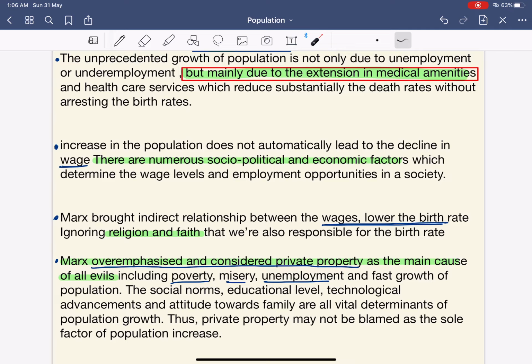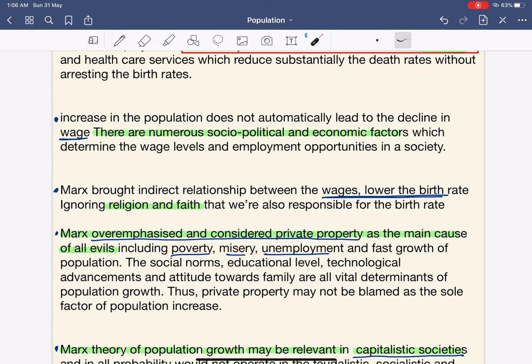Now understand this concept. Apart from the population, there are other factors like education, number one, and factors like affording the education, whether you have the resources to afford the education. So basically, Marx's theory was one-sided. He just compared the population with the wage.